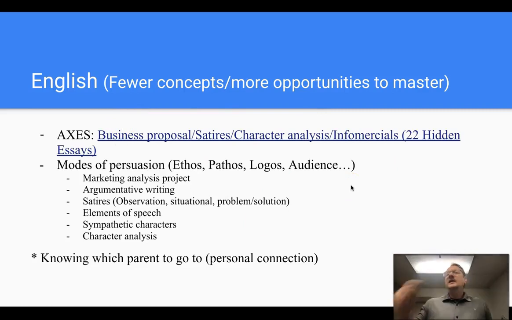So my students were repeating the same information multiple times. I did it with marketing analysis and argumentative writing. Sorry, I'm jumping ahead. So if I were doing modes of persuasion, like ethos, pathos, logos, audience, I talked about that in marketing, argumentative writing, satires, elements of speech, character analysis. I would reiterate that information, ethos, pathos, logos, audience, all throughout the year. So the students really got good at that.